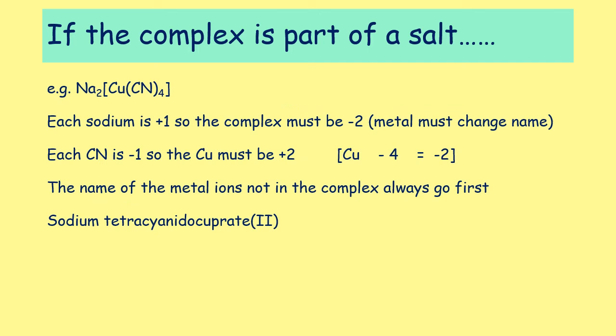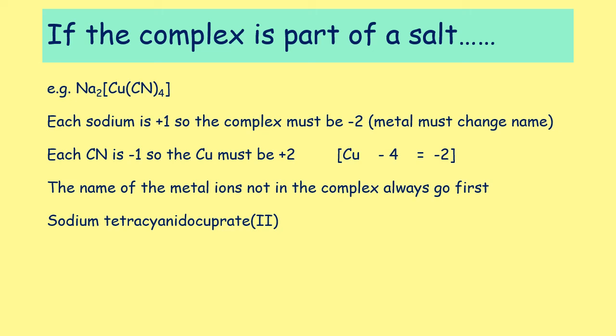Now, if the complex is part of a salt or part of a compound, what you need to do is look at the ions associated with it to work out what the charge on the complex would be. So if it is a negatively charged complex, it would be associated with things like sodium, potassium, or maybe even magnesium. So you need to know that sodium has a +1 charge, potassium has a +1 charge, magnesium has a +2 charge. And then from that, name the complex and work out the charge. So in this case, each sodium is +1, so the complex must be a -2.